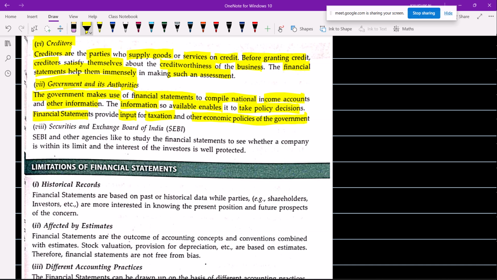Then who will read the last point? Securities and Exchange Board of India. Sure, I'll read, sir. Securities and Exchange Board of India, SEBI. SEBI and other agencies like to study the financial statements to see whether a company is within its limit and the interest of investors is well protected.